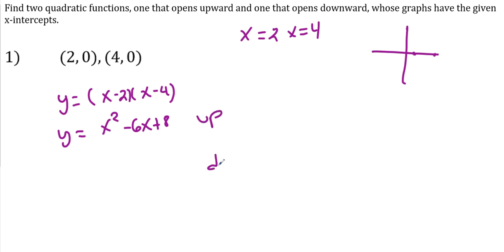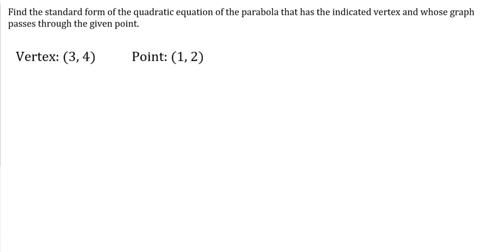But we want one that opens down, so what we're going to do is multiply the whole thing by negative 1. So all the signs change. So we're going to have negative x squared plus 6x minus 8. Okay? And again, that's just one that opens up and one that opens down. Moving on.